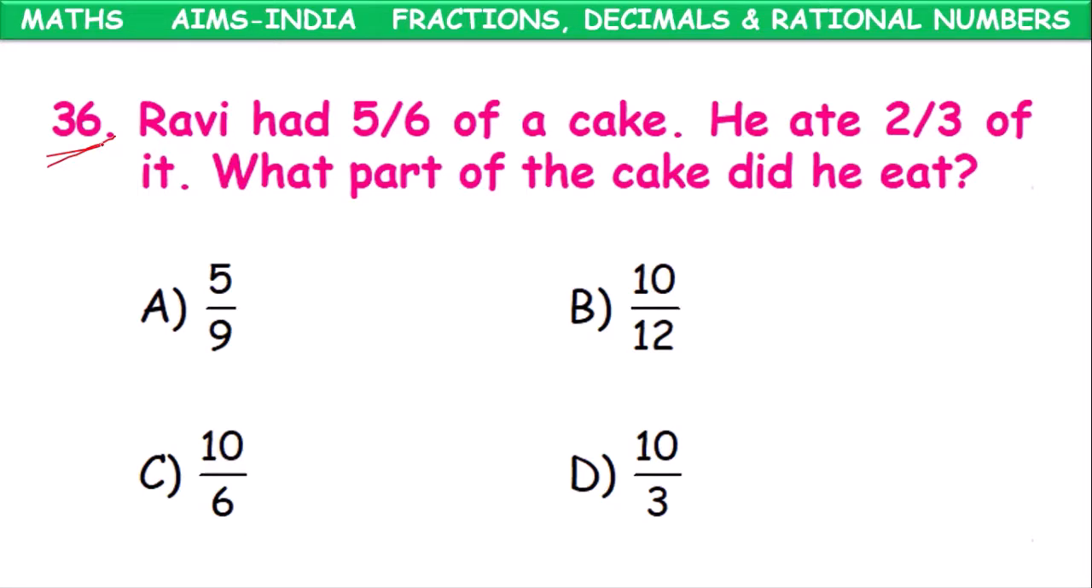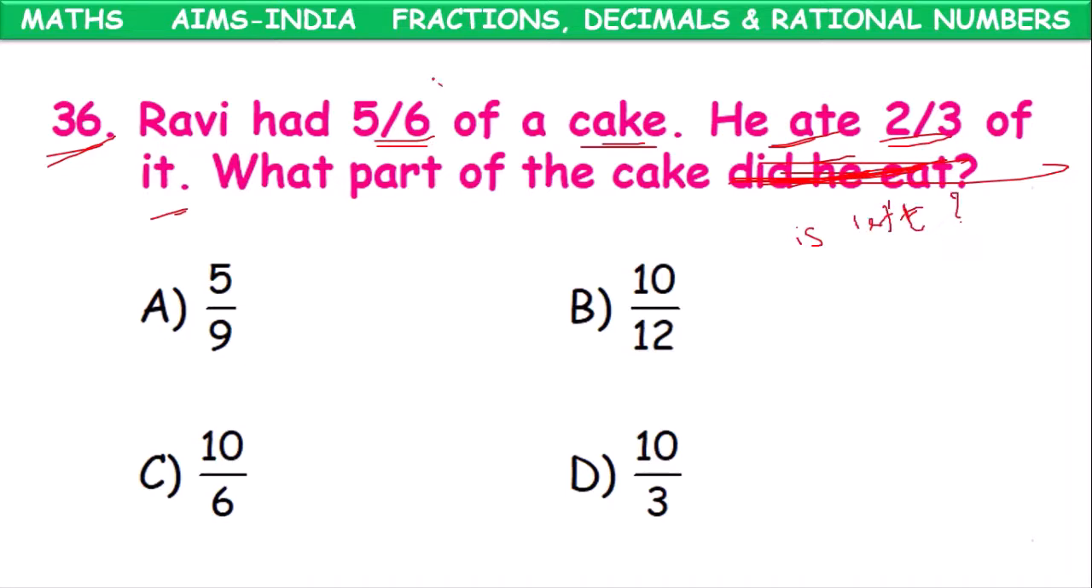Now the 36th question. Ravi had 5 by 6 of a cake. He ate 2 by 3 of it. What part of the cake is left? Not eaten, children. Please make a change here. What part of the cake is left?